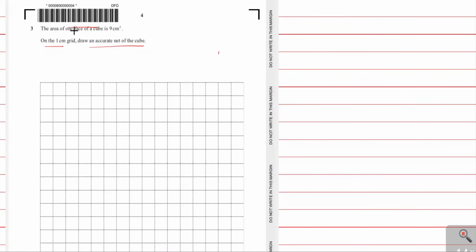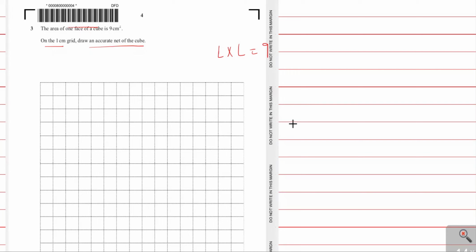Next question, question number 3. The area of one face of the cube is 9 centimeter squared. On the 1 centimeter grid, draw an accurate net of the cube. Here the area of one face is 9 centimeter squared, and the cube has square faces. Therefore, length times length equals 9. Therefore, each face length will be 3.